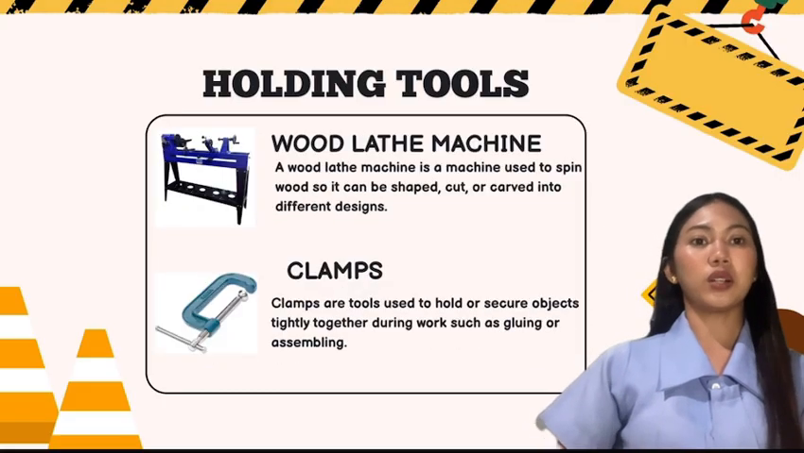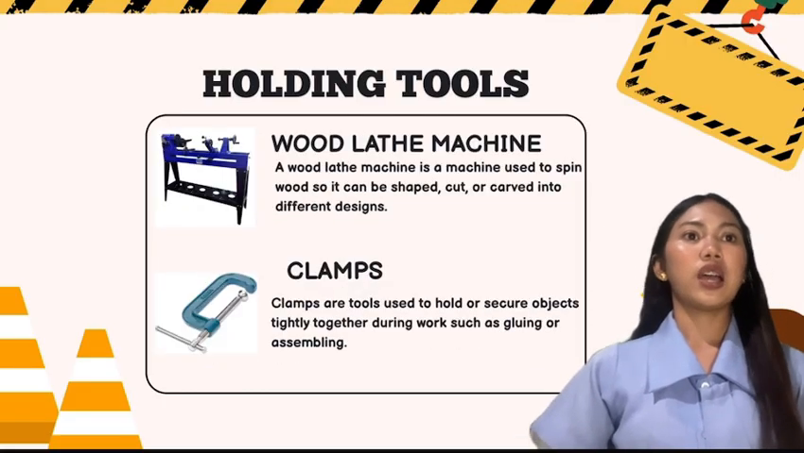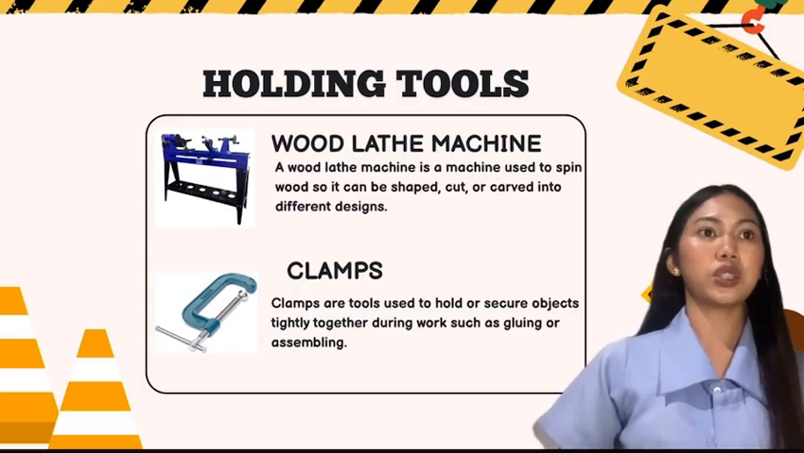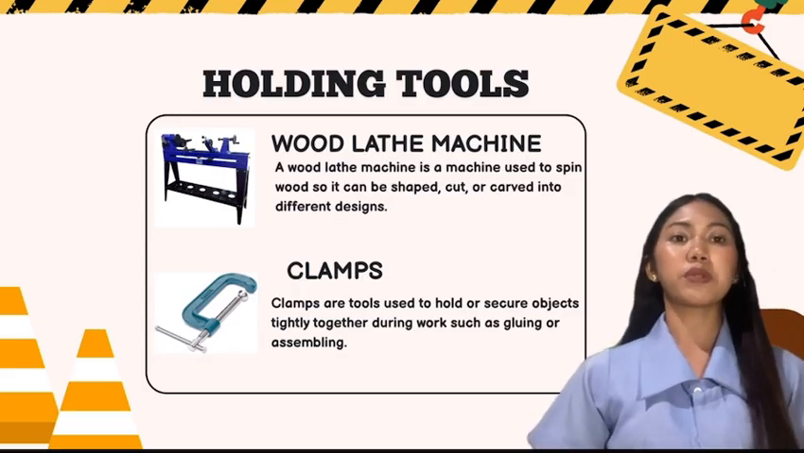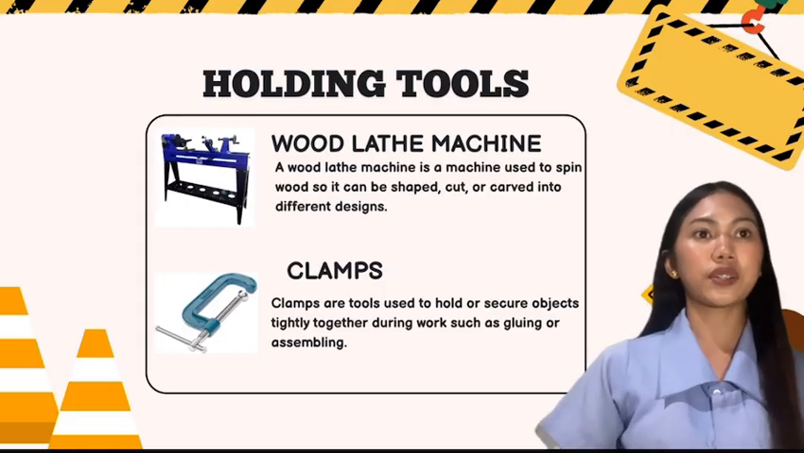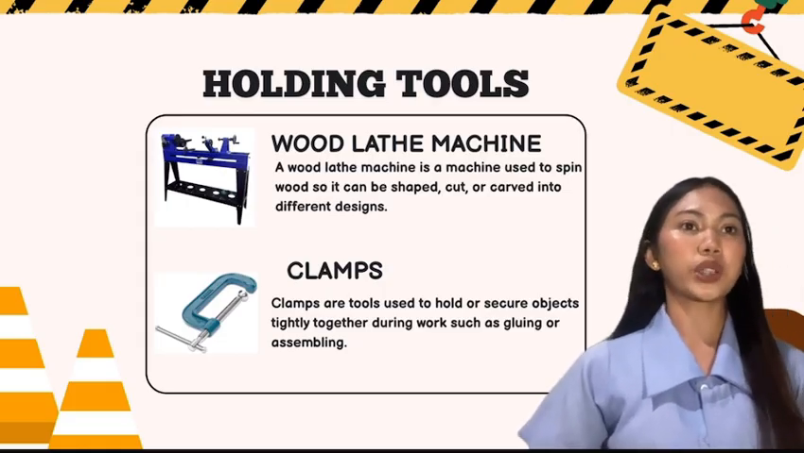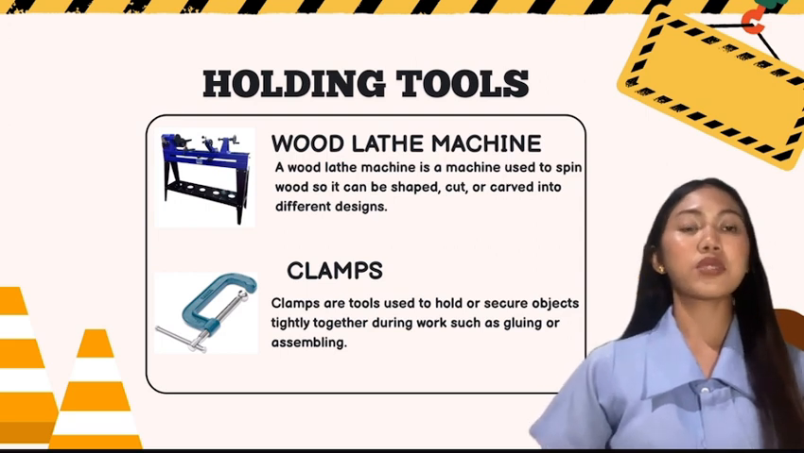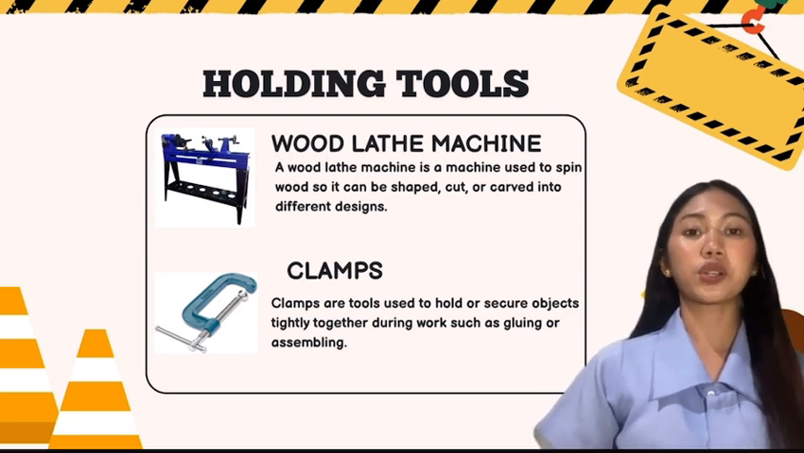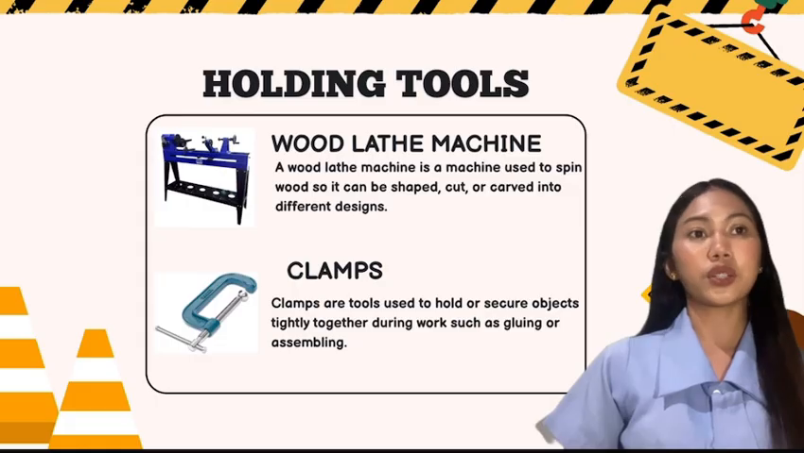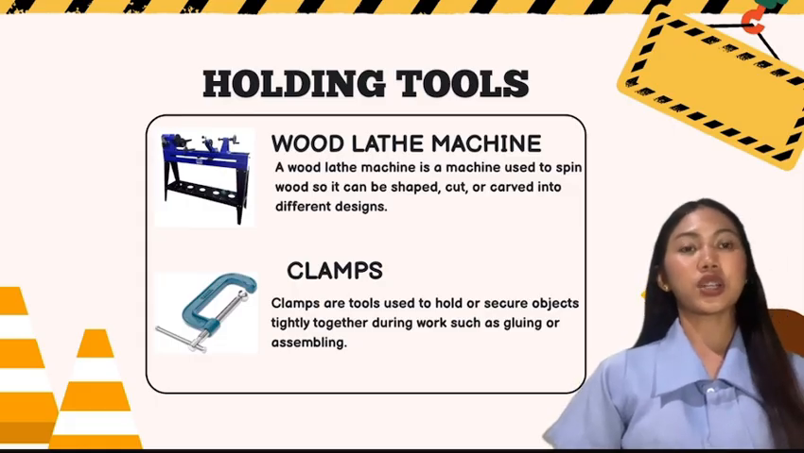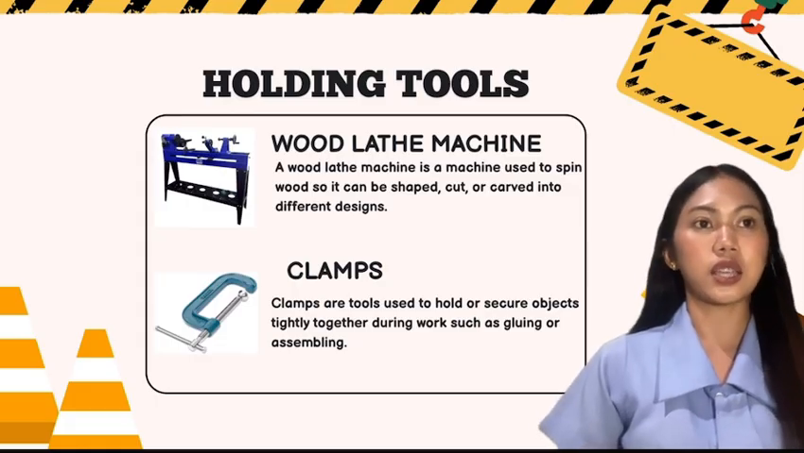The third example is the wood lathe machine. A wood lathe machine is a machine used to spin wood so it can be shaped, cut, or curved into different sizes or different designs. The fourth one is clamps. Clamps are tools used to hold or secure objects tightly together during work, such as gluing and assembling.